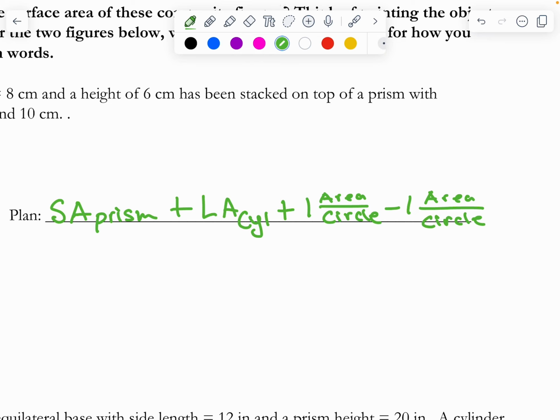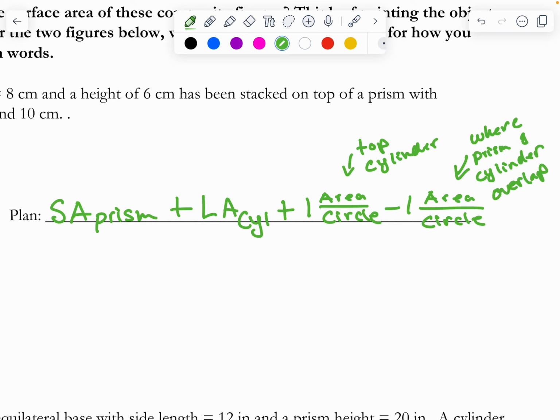Cool. So again, this is the top of the cylinder, and this is the, how do I call it? It's where the prism and cylinder overlap. All right, let's do it.